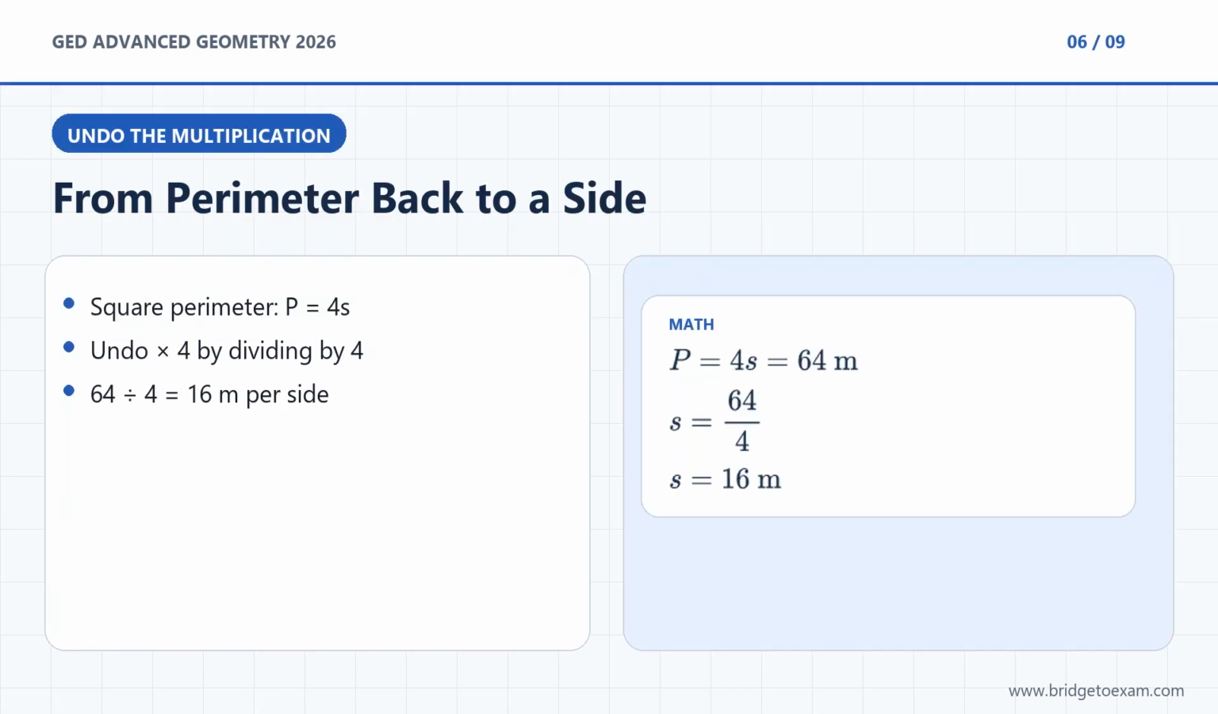The same backward thinking works with formulas. Suppose a square has a perimeter of 64 meters and we want one side. For a square, perimeter is 4s, so we undo the multiplication by dividing. 64 divided by 4 is 16. Each side is 16 meters. Whenever a formula is multiplied, you can divide to work your way back to the missing number.